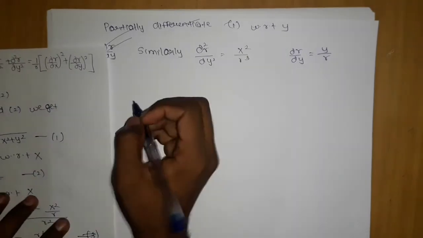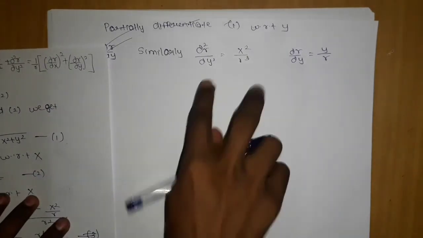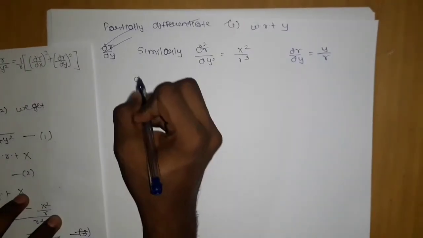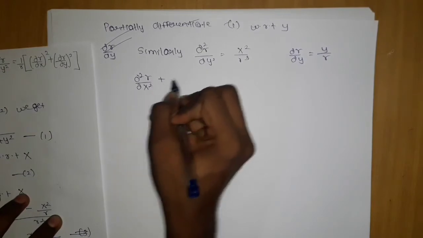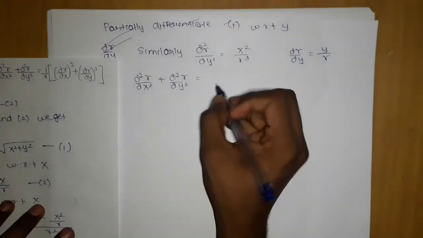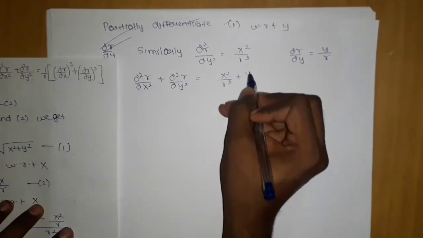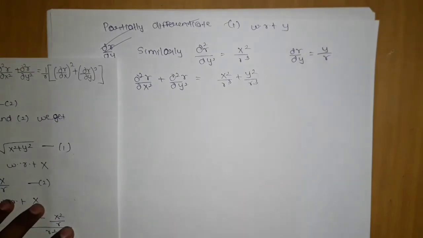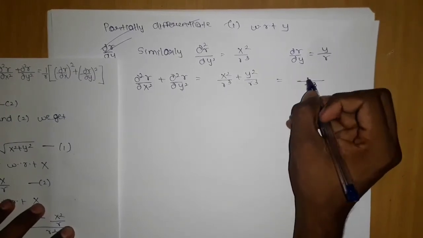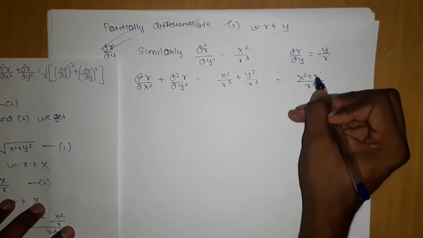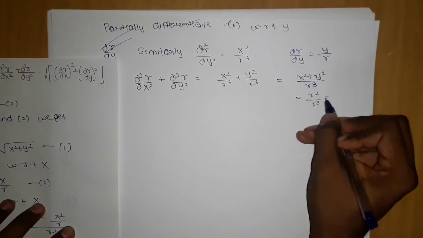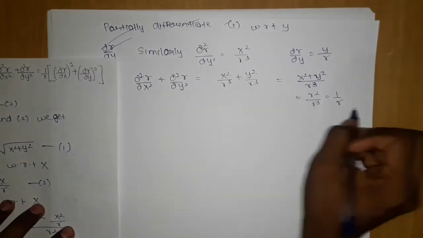Now we are going to put these values in the given proof. If I put these values in dou square r by dou x square plus dou square r by dou y square, I am going to get x square by r cube plus y square by r cube. If you can see, this is nothing but x square plus y square over r cube. But x square plus y square is nothing but r square, and r square by r cube is nothing but 1 by r.